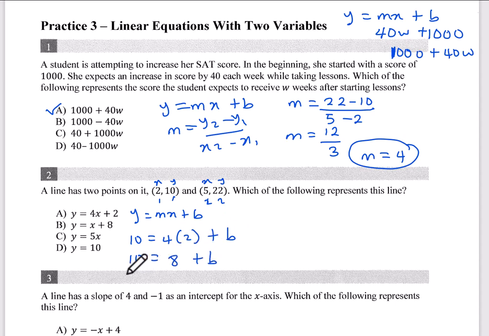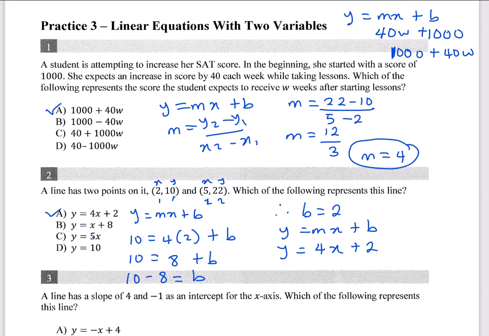Collecting like terms gives you 10 minus 8 equal to b, right? Just a moment, let me make this clear. So what's 10 minus 8? 10 minus 8 is 2, right? So therefore, b is equal to 2. That's just what it means. So we've gotten everything we need. So back to y equal to mx plus b. y is equal to, slope is what? 4, so 4x, and then b is 2. So which of these gives us that? And that's A. So y equal to 4x plus 2.